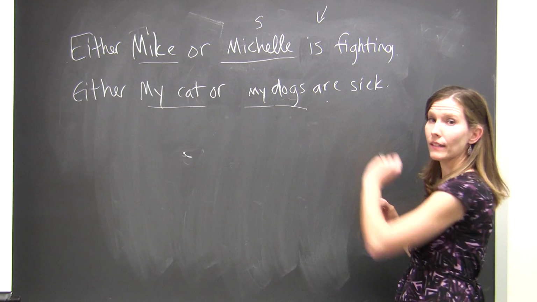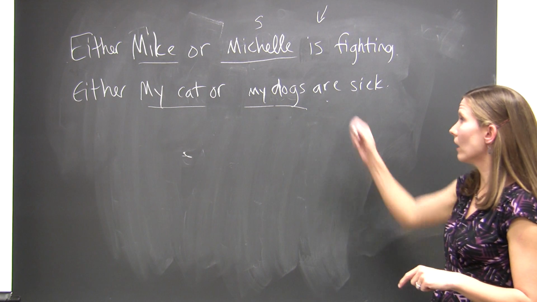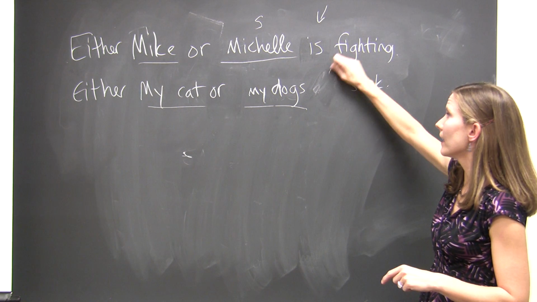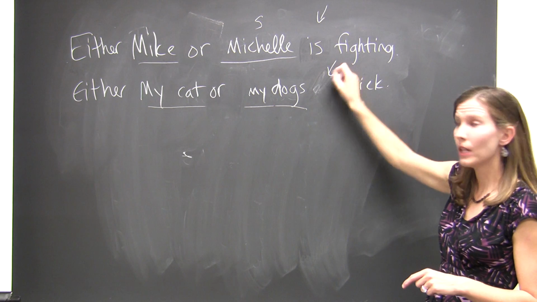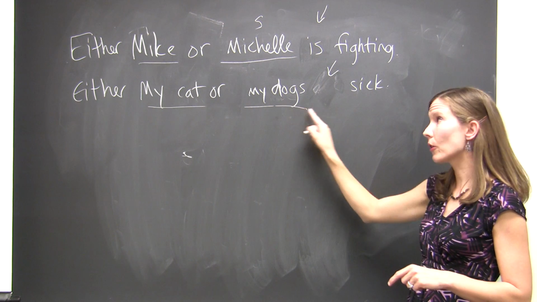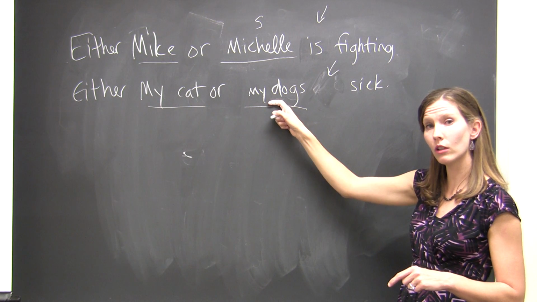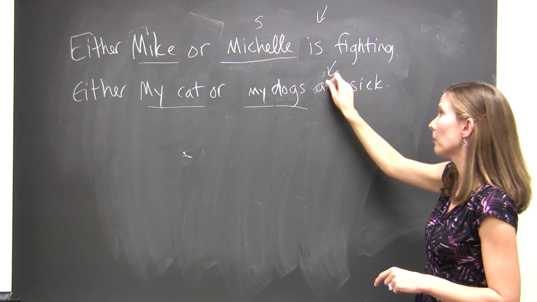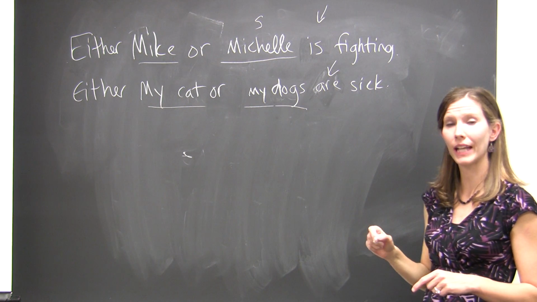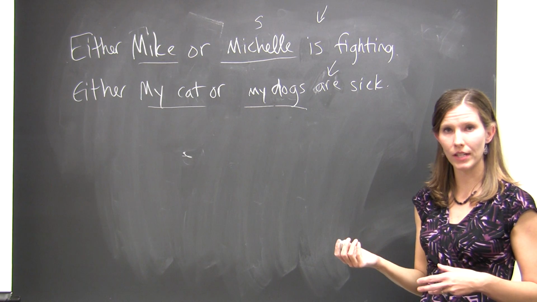But look at this case. Either my cat or my dogs blank sick. Here is where the verb would go. My dogs is closer in proximity to where the verb would go. This is plural, so I would choose a plural verb. Either my cat or my dogs are sick.